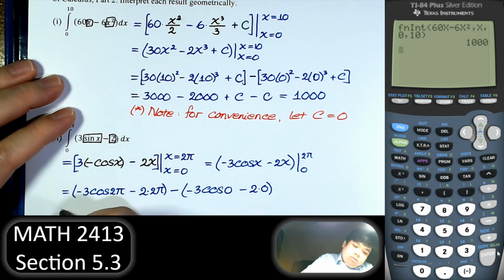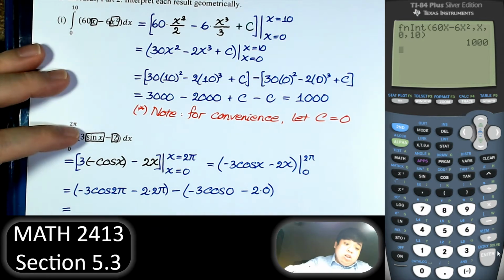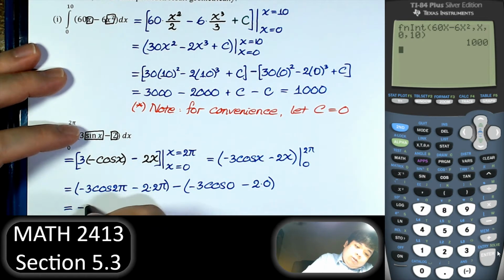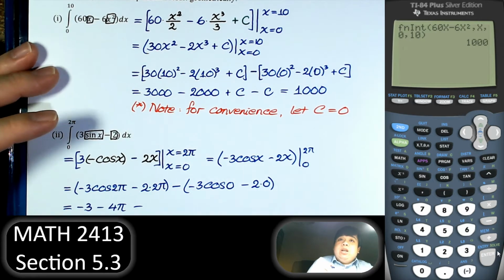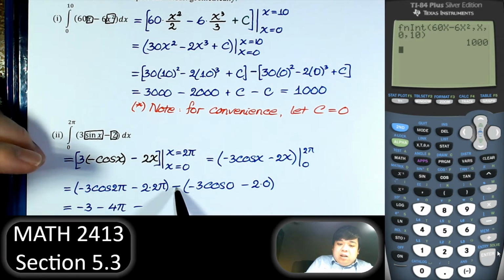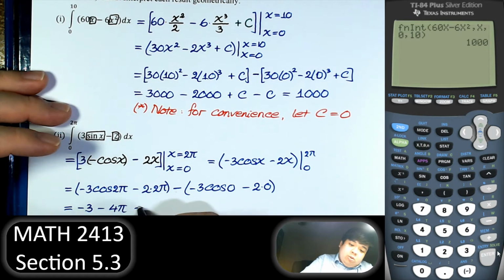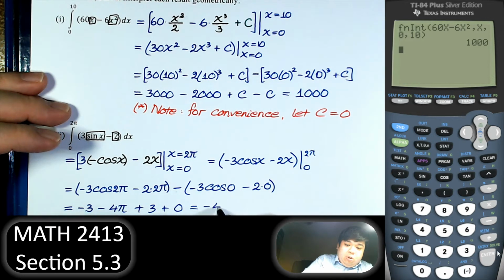the result. Cosine of 2 pi is the same as cosine of 0, which is 1. So we have negative 3 times 1, or negative 3, minus 4 pi. Cosine of 0 is 1, minus negative 3 times 1 is plus 3, and then minus 2 times 0 is just plus 0. So we have negative 4 pi.